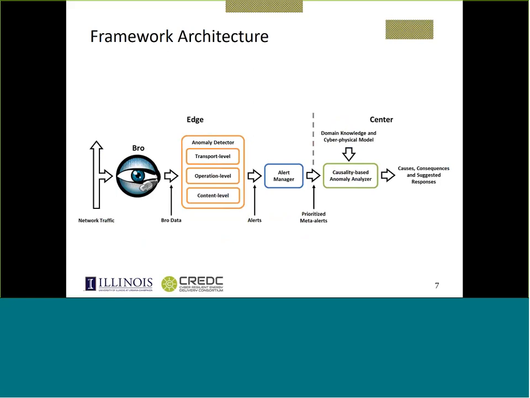After the anomalies are detected, the multi-level anomaly detector generates alerts. Those alerts are forwarded to the alert manager. In the alert manager, the alerts are aggregated and also prioritized. All the previous three components, the probe component, the anomaly detector, and the alert manager, sit at the edge of the network, which is usually in the substation in a SCADA system. After the alerts are prioritized, they are sent back to the control center for further analysis.